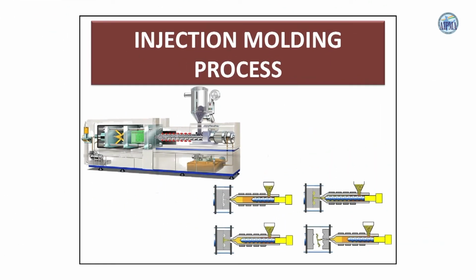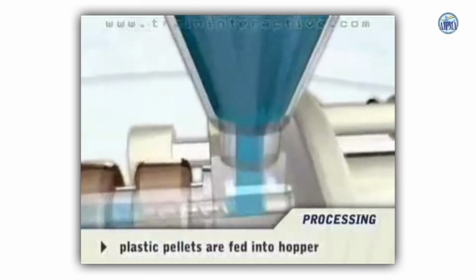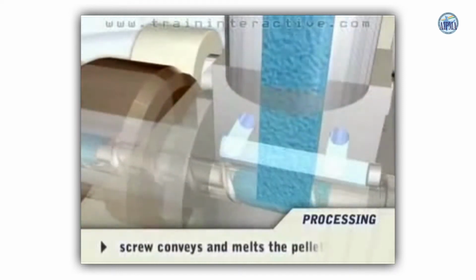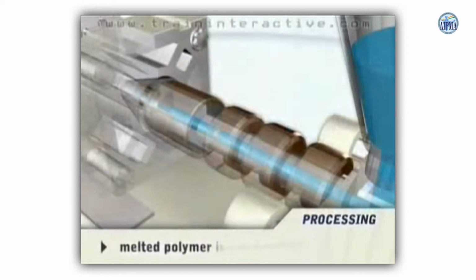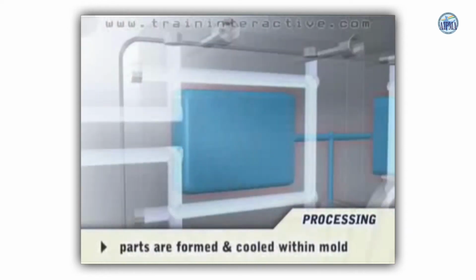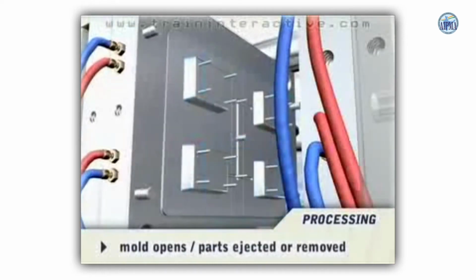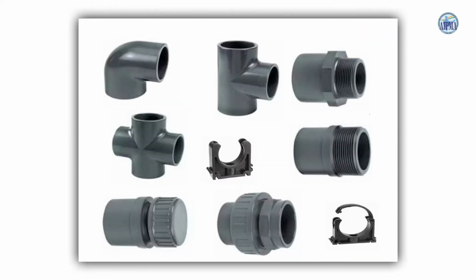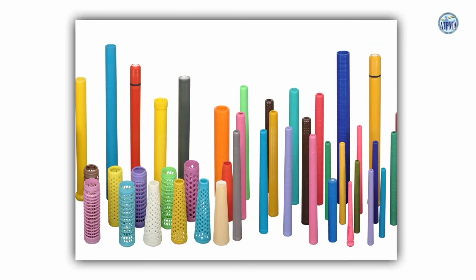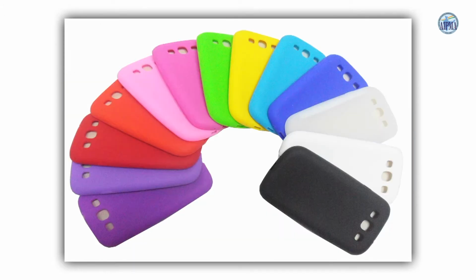Injection molding process. Plastic material is fed into the heated barrel, mixed and melted, then injected with high pressure into the mold cavity, where it cools and solidifies, and then ejected. This is very widely used, since this is the only process by which one can form plastic parts with complicated geometry.